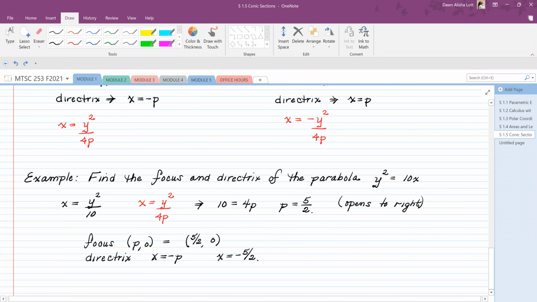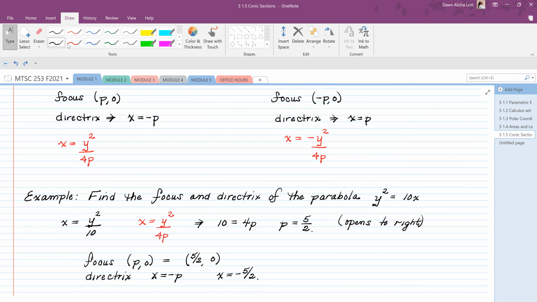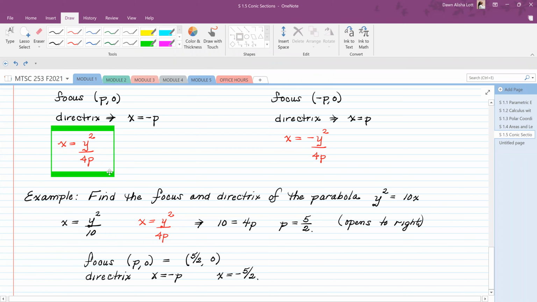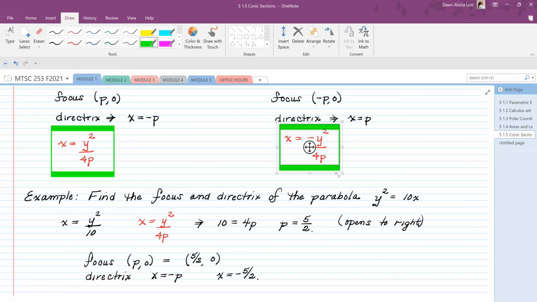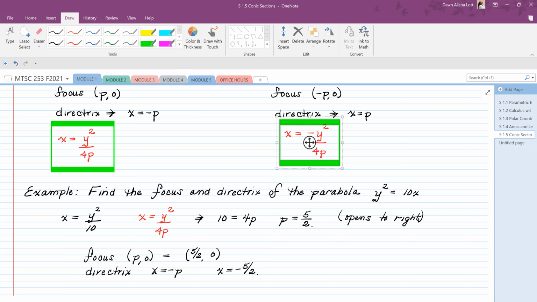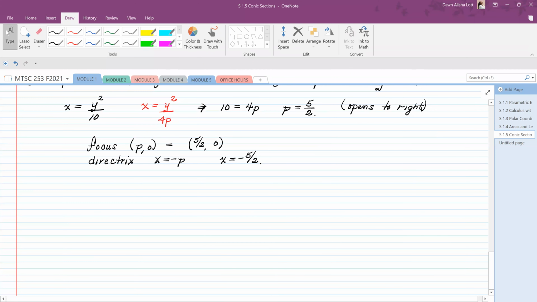I want this, and I want that. Thank you. It's going to be one of those four. If it's in that form, if one of them is squared and the other's not, it's a parabola. Okay, and then you have to put it in that form, okay? All right, so the next thing is an ellipse.